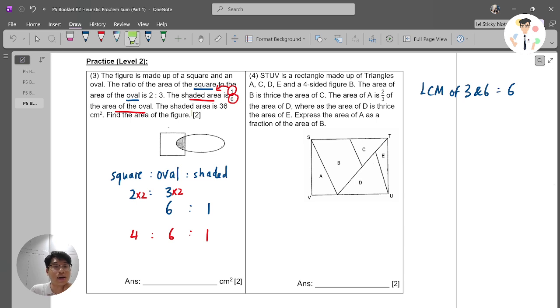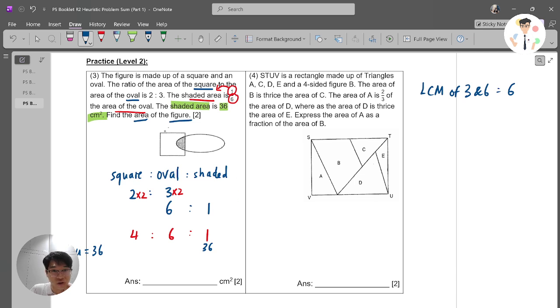Now, let's look at the question here. The shaded area is 36 cm square. Good. Now, what they are referring to is that this 1 is actually 36. Now, that basically tells you that 1 unit is 36. But the problem now is I need to find the area of the figure. Can I just 4 plus 6 plus 1? That is the total? No.